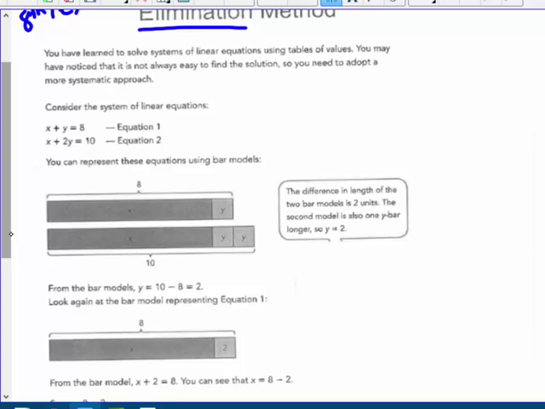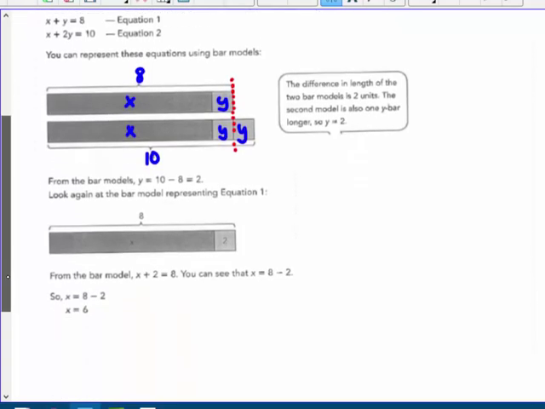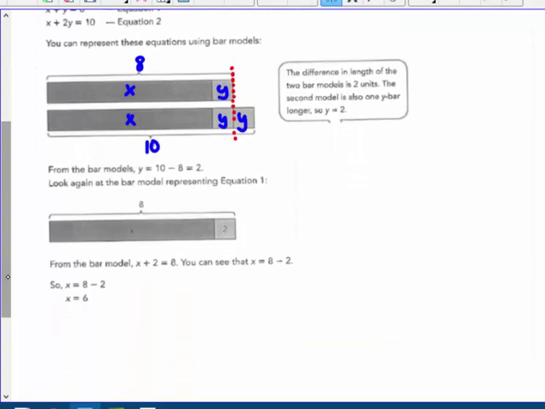You can represent these equations using bar models, and it's hard to see, but this is an x plus a y equals a total of 8, and an x plus 2 y's equals a total of 10. The difference in the length of the bars, which we can see here, is just that one y, and the difference in their values, 8 and 10, is 2, so y must equal 2. From the bar models, y is equal to 2. 10 minus 8 is 2.